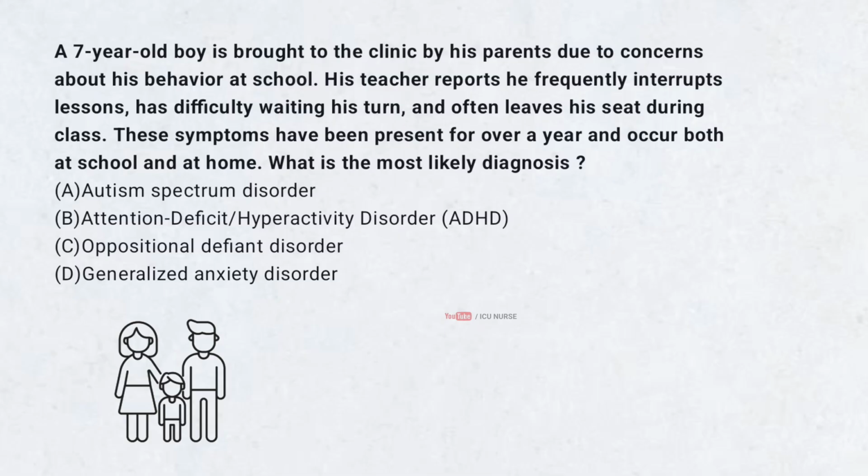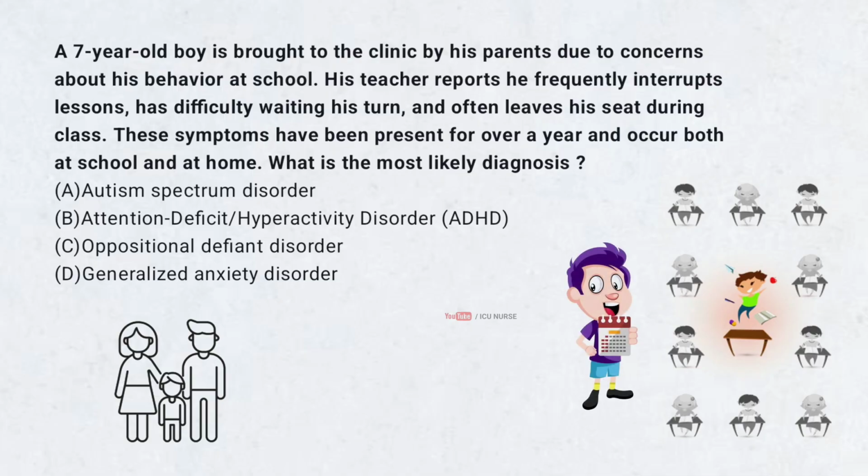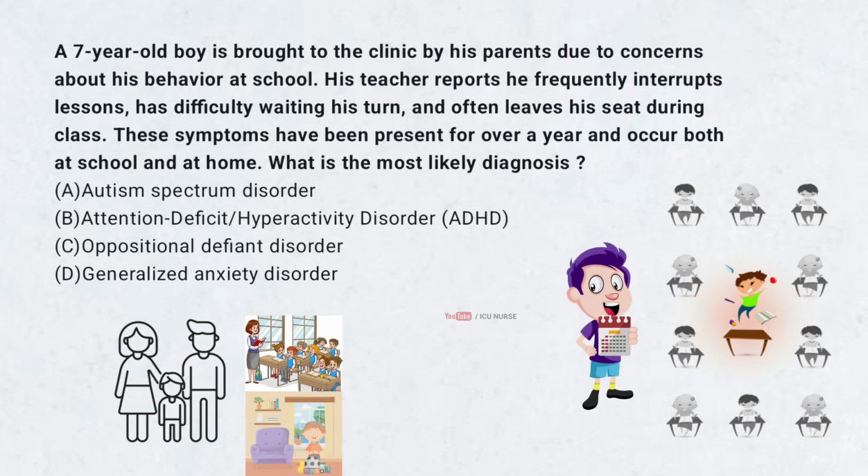A 7-year-old boy is brought to the clinic by his parents due to concerns about his behavior at school. His teacher reports he frequently interrupts lessons, has difficulty waiting his turn, and often leaves his seat during class. These symptoms have been present for over a year and occur both at school and at home. What is the most likely diagnosis?